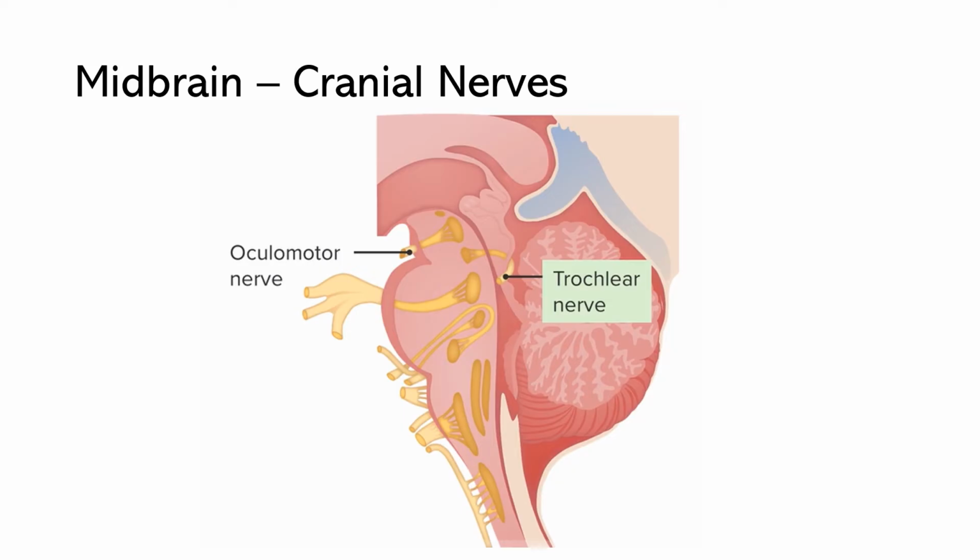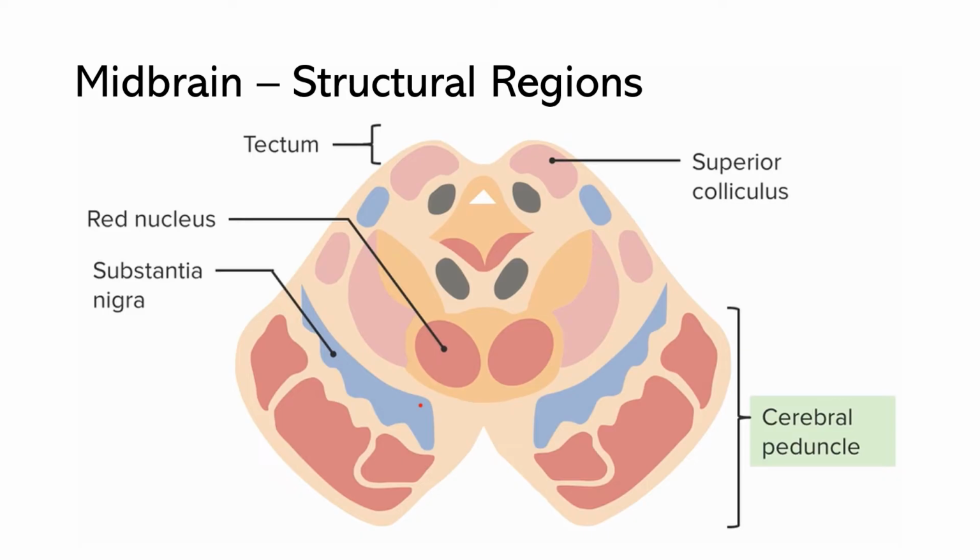So if you take a closer look at the cranial nerves that contain nuclei in the midbrain, we have the oculomotor nerve and the trochlear nerve. Both of these cranial nerves are important for motor impulses that control your eyes. In the structural regions of the midbrain, we've already discussed the cerebral peduncles as well as the tectum and the associated colliculi, but there are also two other structures that we should note. First, we have the neurons of the substantia nigra. These are important for controlling subconscious muscle activities.